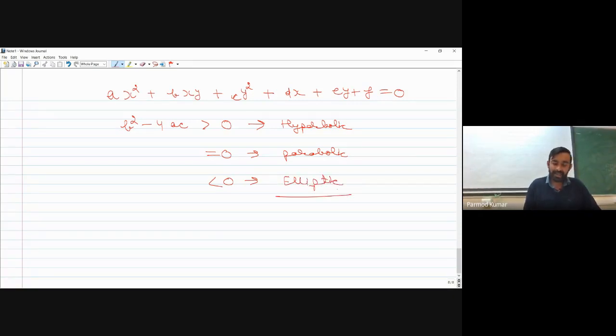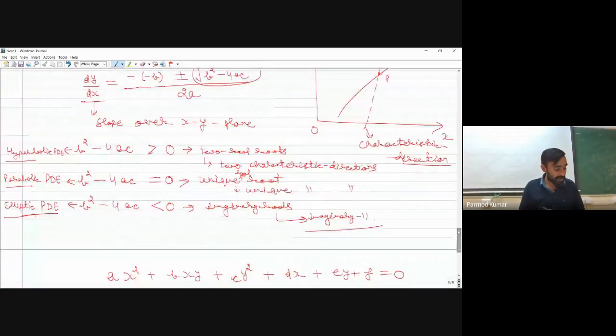The values we get in the generalized equation of a conic section give us the geometric form of the curve. So by analogy with that geometric form, we name our partial differential equations as hyperbolic PDE, parabolic PDE, and elliptic PDE.